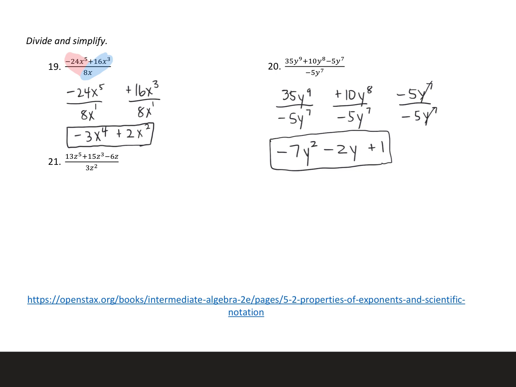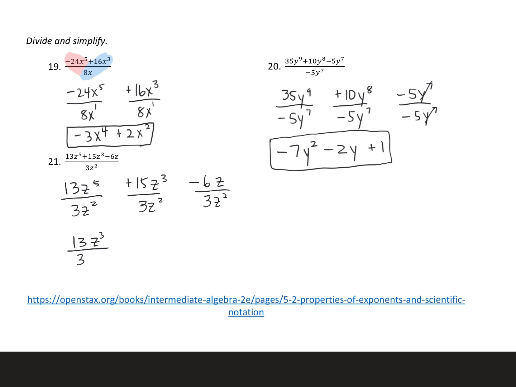All right, the last one, number 21. So we have 13z to the 5th over 3z squared. We have 15z cubed over 3z squared. And we have negative 6z divided by 3z squared. So 13 divided by 3, well, that is not evenly divisible and it does not reduce. So we're going to end up with a fraction. So 13 over 3. And then there are more z's on the top. So 5 minus 2 is 3, and we leave it on the top. So we have 13z cubed over 3.